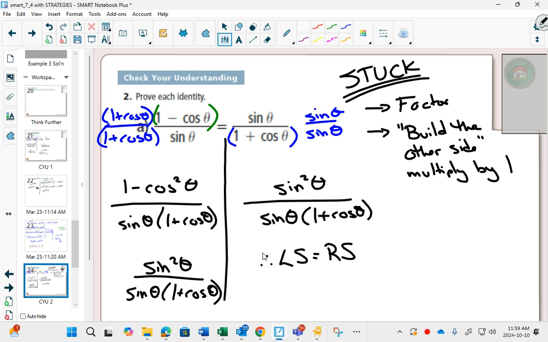Mix it up. So what started off as impossible became possible with build the other side. I'm not going to do B right now. It's a bad day for seeing things.